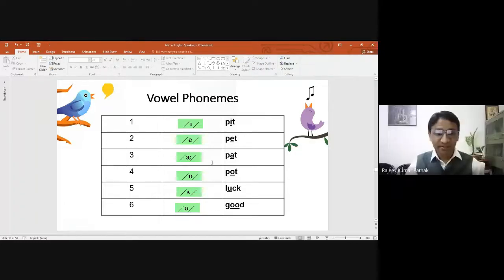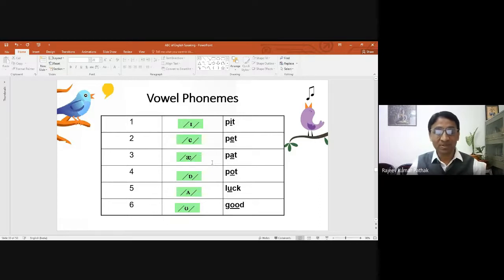All right. The next sound is a very short sound, very short, much shorter than the uh sound. This is very short, as in luck, luck, bus. Very short sound.